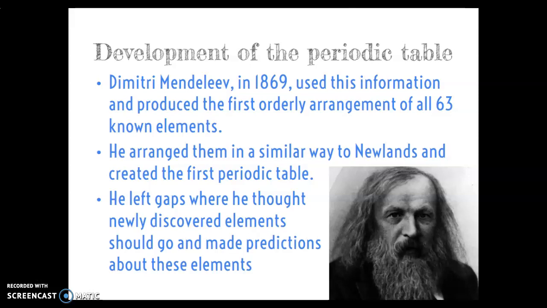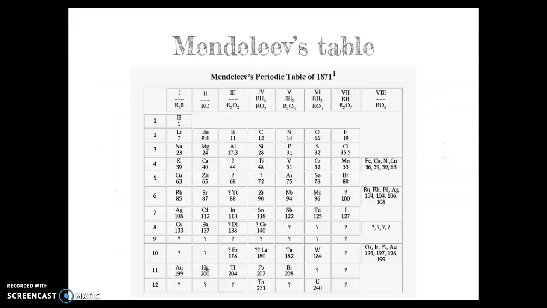He also left gaps in his periodic table, and that's the key where Mendeleev's periodic table is superior to any of the other periodic tables of the time. He left gaps because he knew there were elements that were not yet discovered. And so his periodic table allowed you to make predictions about the elements, because it was based on their properties. And that's the key to Mendeleev's periodic table.